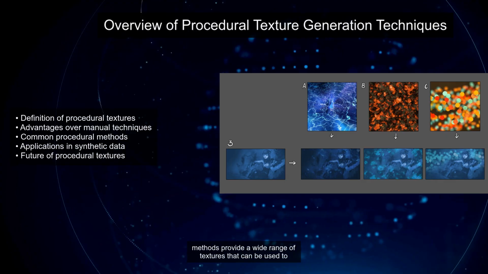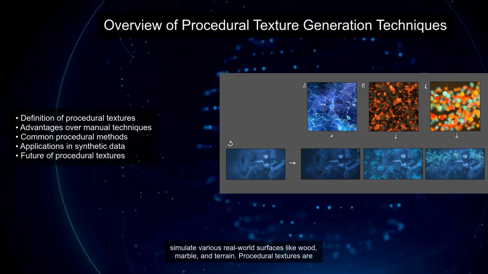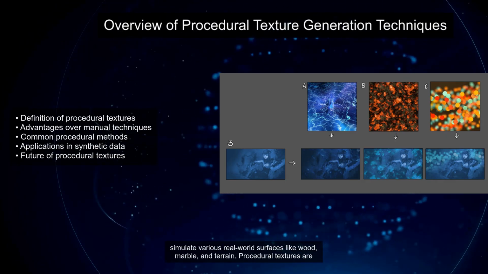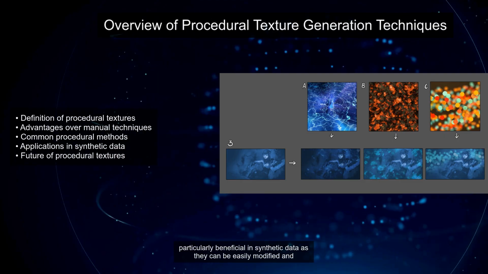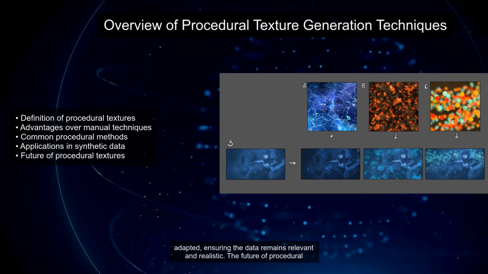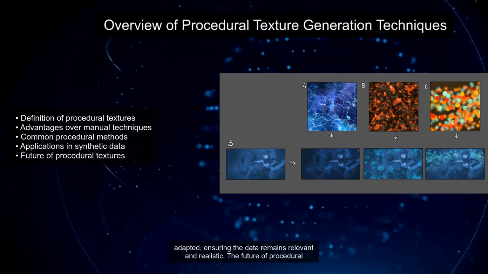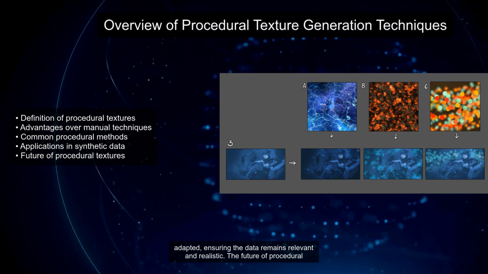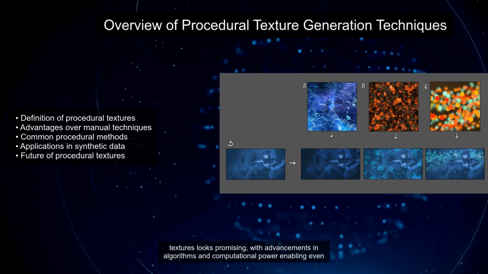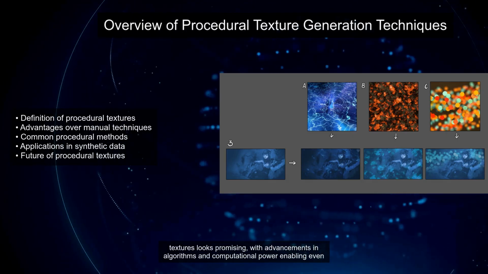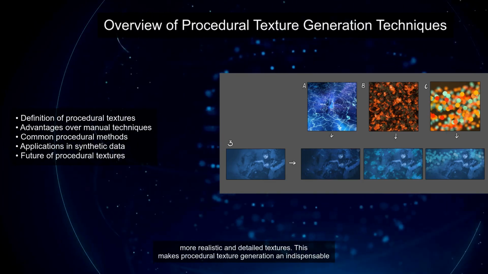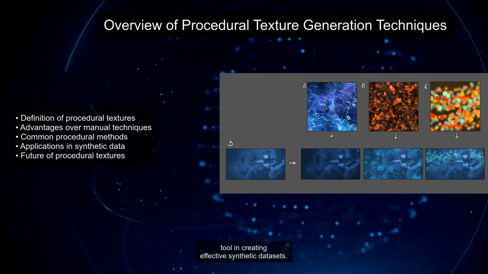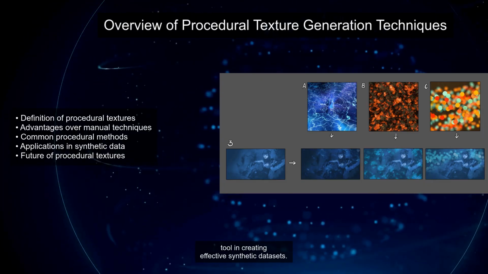These methods provide a wide range of textures that can be used to simulate various real-world surfaces like wood, marble, and terrain. Procedural textures are particularly beneficial in synthetic data as they can be easily modified and adapted, ensuring the data remains relevant and realistic. The future of procedural textures looks promising, with advancements in algorithms and computational power enabling even more realistic and detailed textures. This makes procedural texture generation an indispensable tool in creating effective synthetic datasets.